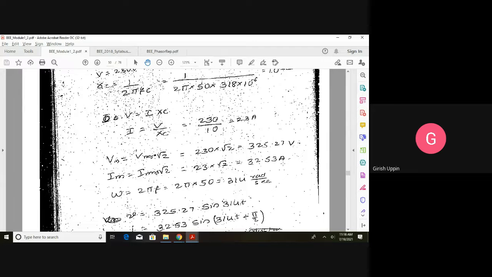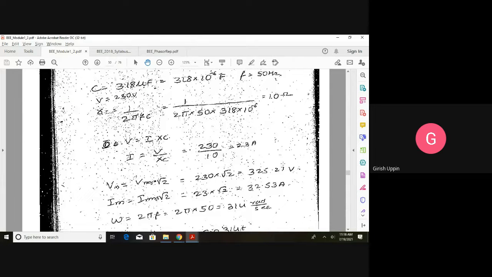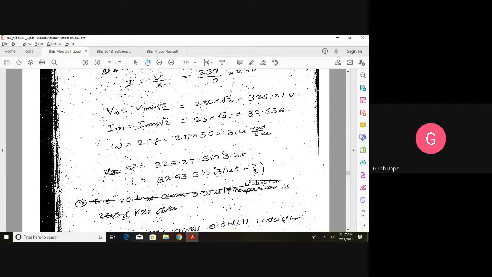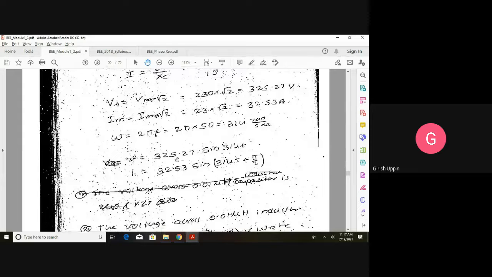Once we know that, it is a pure capacitance. So what is the phase between the voltage and current? Current leads the voltage by an angle of 90 degrees. So with that understanding, v is equal to Vm sin omega t, that is 325.27 sin 314t, and i, because it is a pure capacitance, is 32.53 sin(314t plus pi by 2). You have to remember this. You have to put the units also. This is ampere and this is volts.